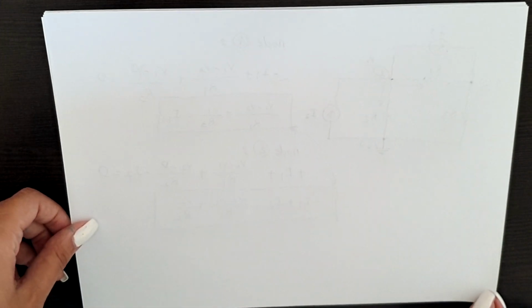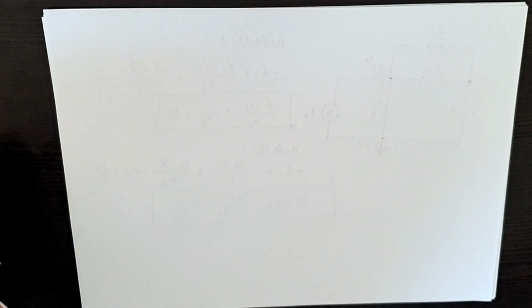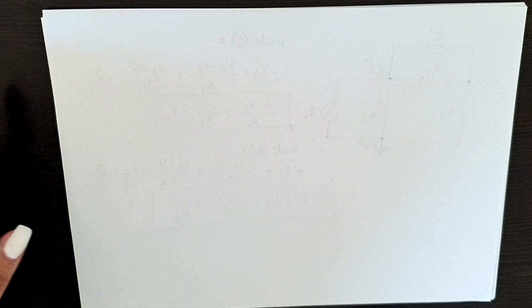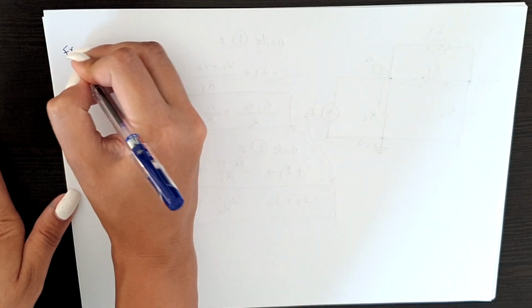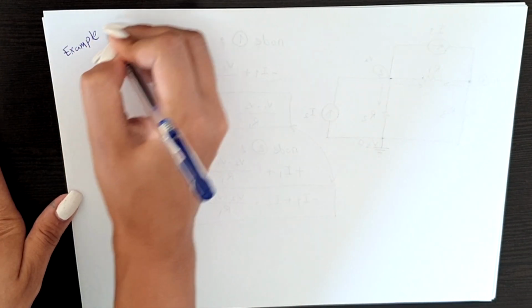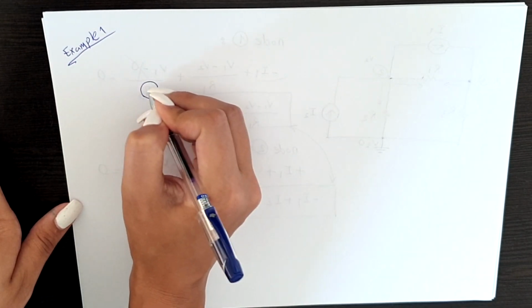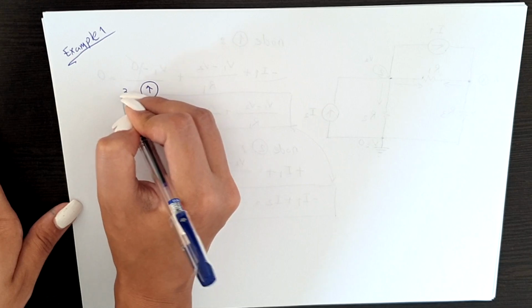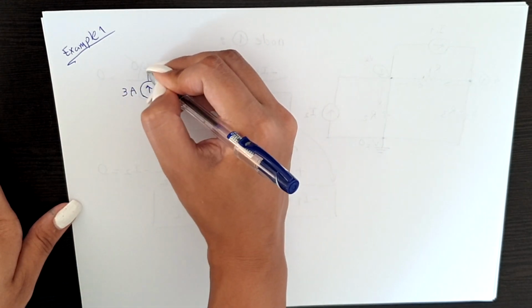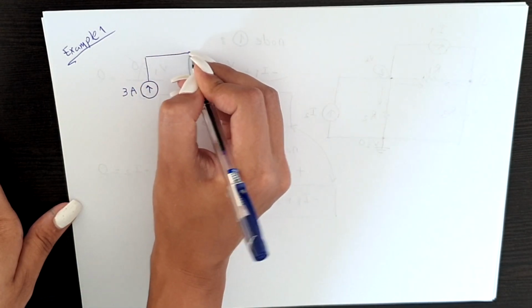So now I'm going to be solving one real question with real numbers. Let's say example 1. It's just a very simple question, so we can see if we land properly or not.